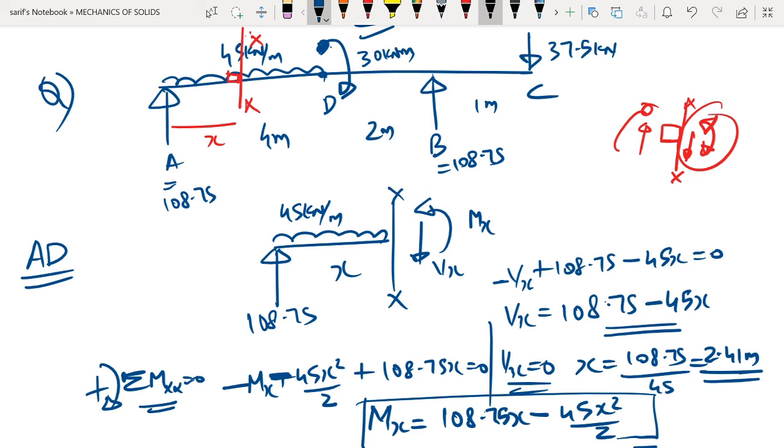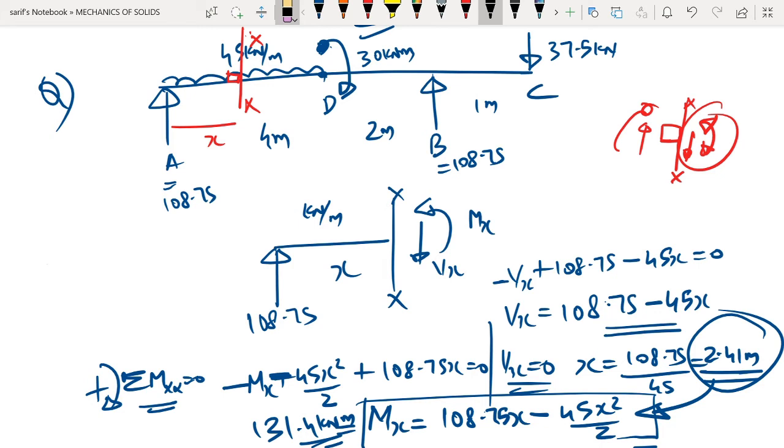Now if we substitute this 2.41 meter that we found out in this expression, we will get the maximum value of the bending moment for this particular beam. The bending moment is going to be maximum at the point where shear force is 0. Shear force is 0 at 2.41 meter. So if we substitute this 2.41 in this expression, we will get the value of maximum bending moment as 131.4 kilonewton meter. Okay, so that is the expressions for shear force and bending moment in the region AD.